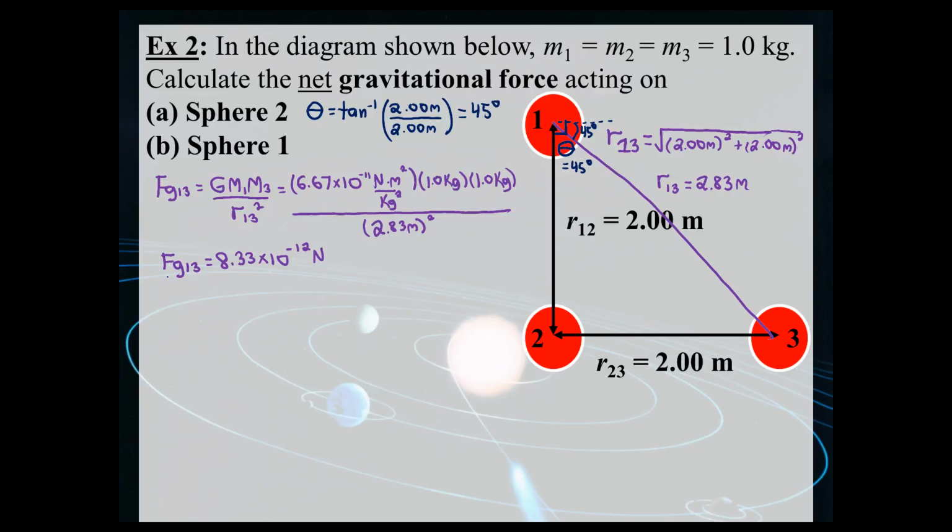Okay, so that's one important value. Now let's go between 1 and 2. So Fg12 would be equal to G M1 M2 divided by the distance between 1 and 2 squared. Plug the numbers in. 6.67 times 10 to the negative 11 newtons times meters squared per kilogram squared multiplied by M1, 1 kilogram. The only thing that's changing here is the distance.